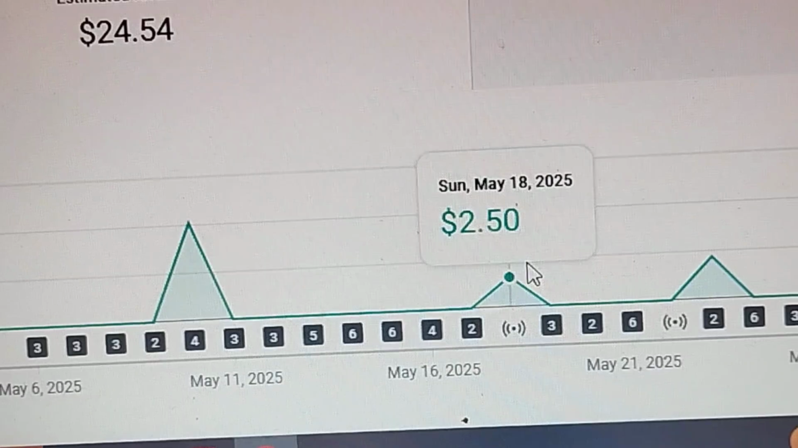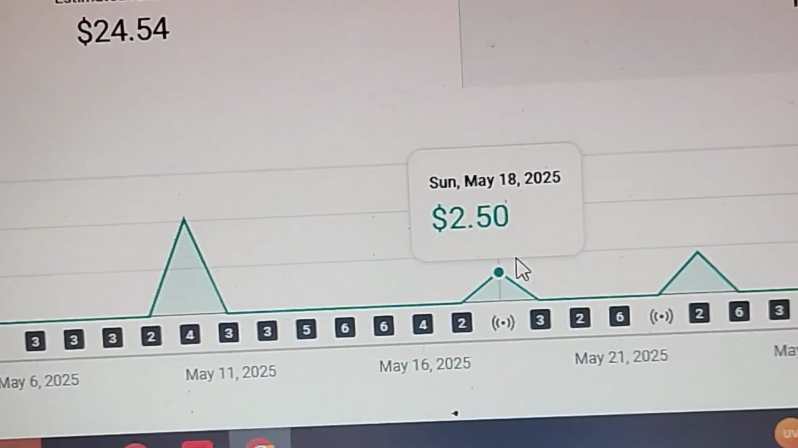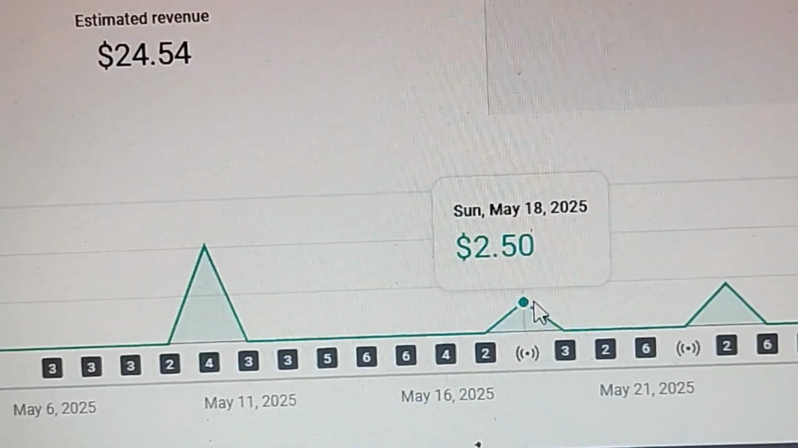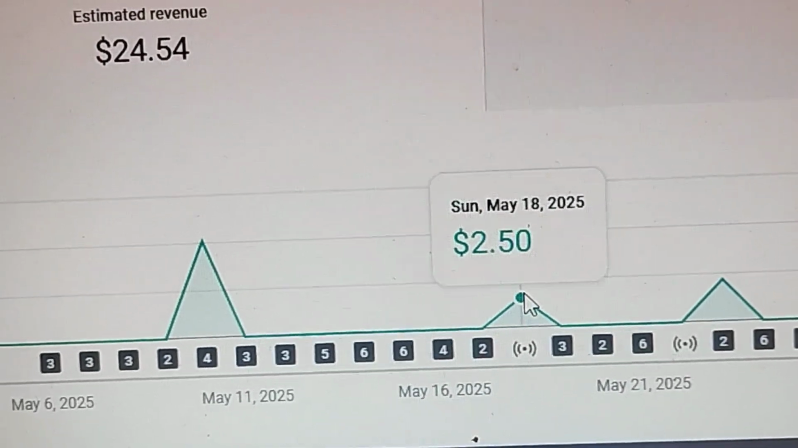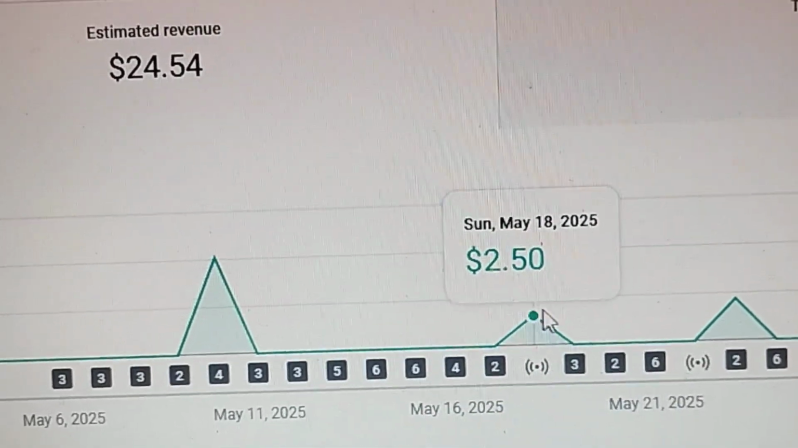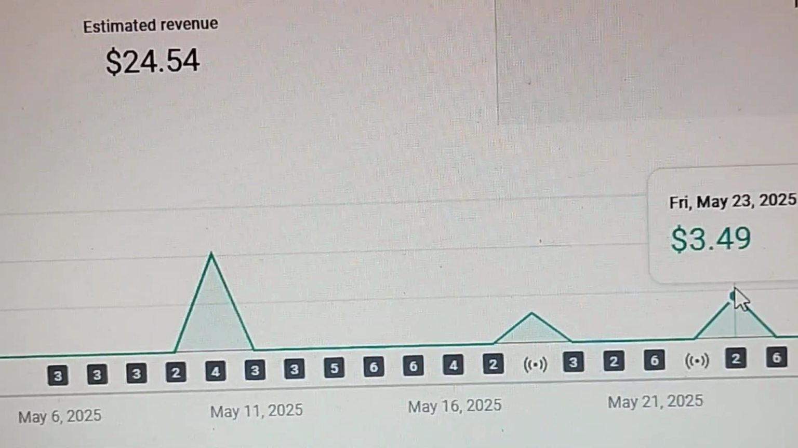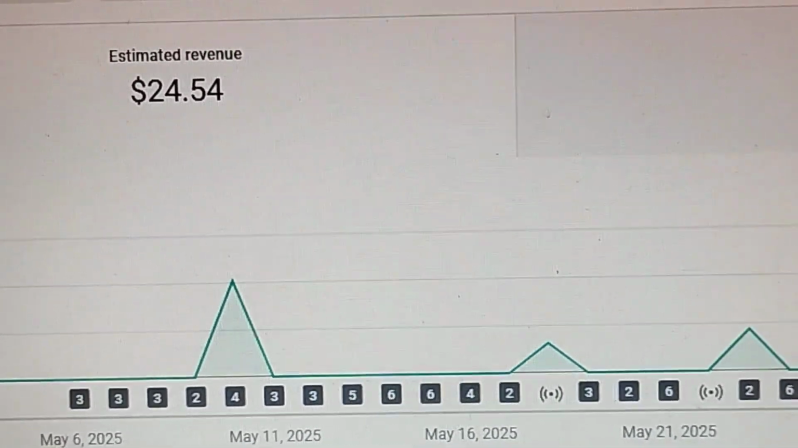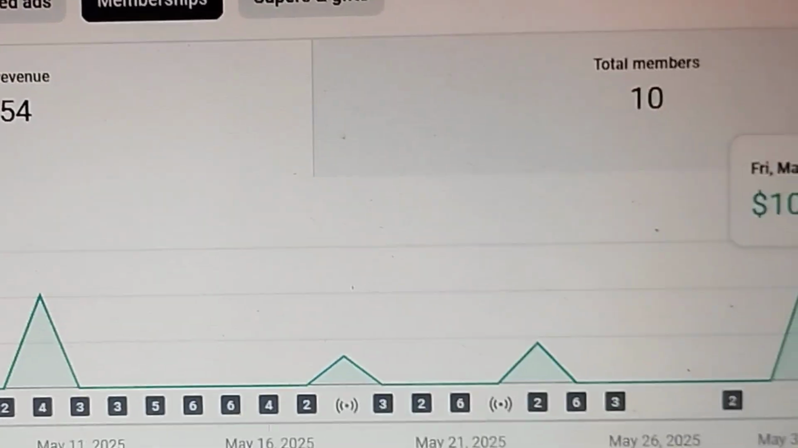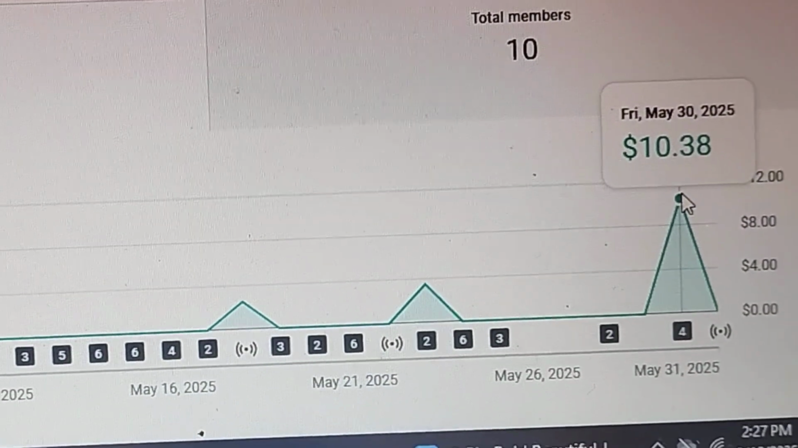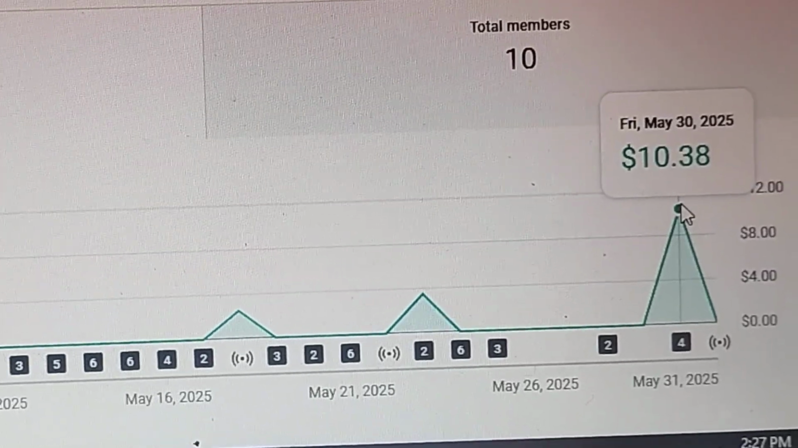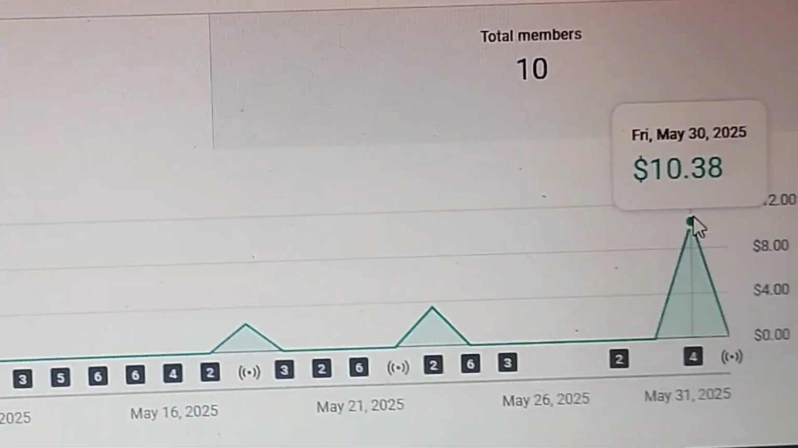On this day, I got 2.5. I think this is the lowest. This is the lowest membership pack. It goes for $2.5, and the medium pack goes for $3.49. So that's how much I made from my memberships. And on this day, I made $10.38 from memberships. That is very interesting, because I'm gonna tell you what happened on that day, on May 30th.